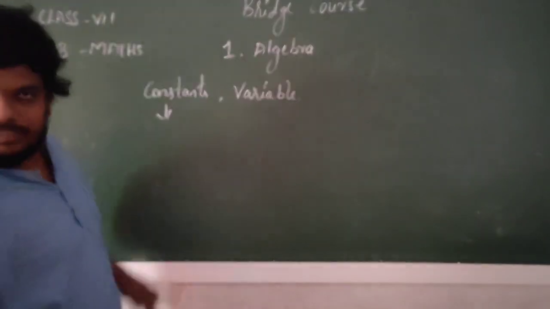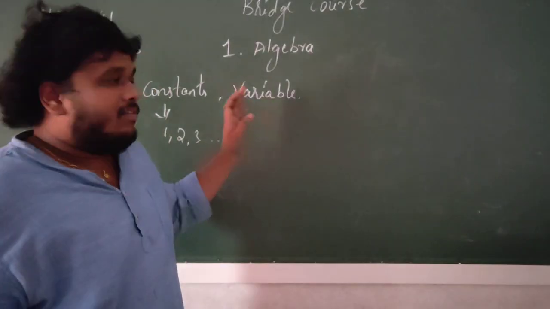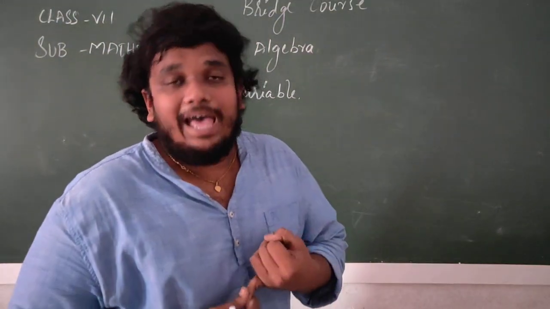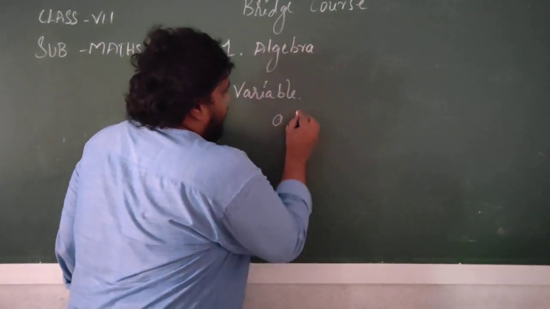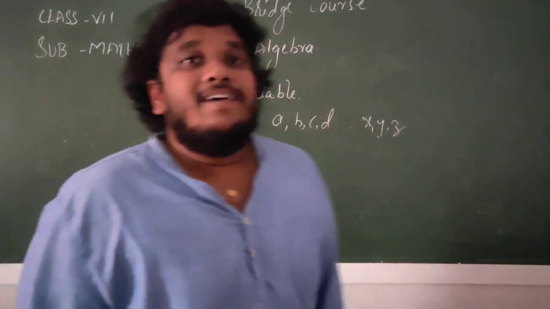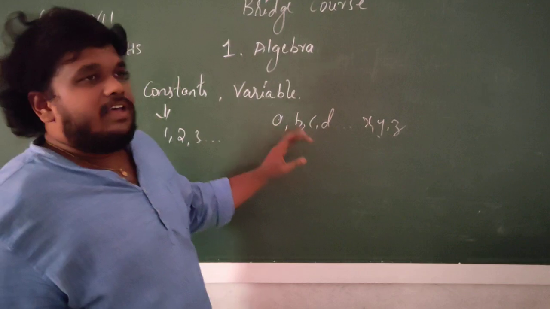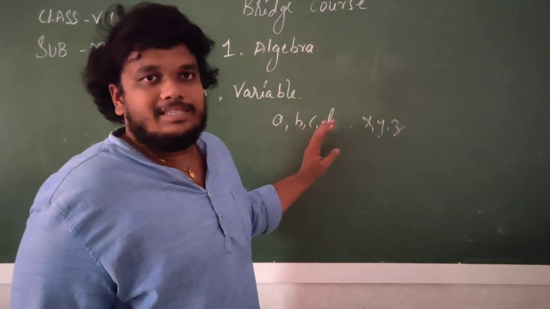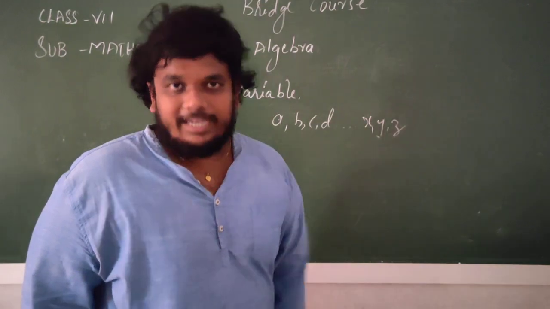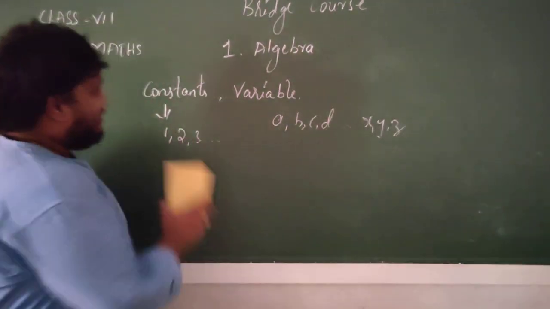All the numerical numbers are known as constants, that is 1, 2, 3 and so on up to infinity. And what are variables? The variables are nothing but our alphabets: a, b, c, d, and so on up to x, y, z. They are known as variables. So constants are numerical values and variables are alphabets. All of these are variables. Now we'll see what an algebraic expression is.